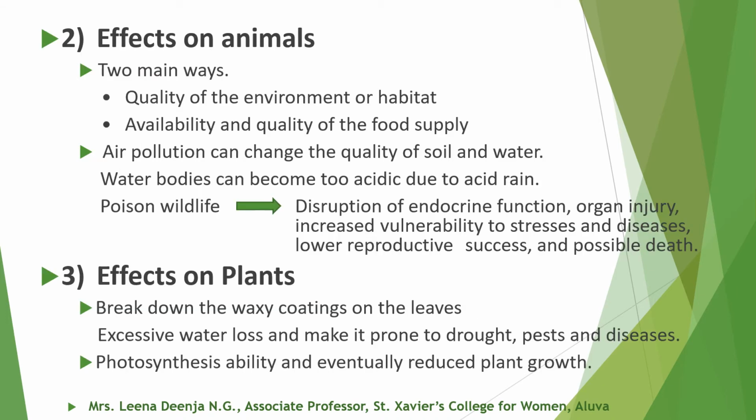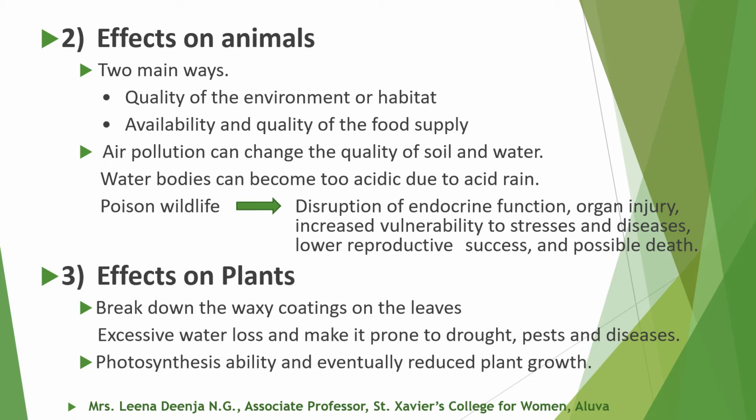Second one, effects on animals. Air pollution can harm wildlife in two main ways. First one, it affects the quality of the environment or habitat in which they live. And the second one, it affects the availability and quality of the food supply. Air pollution can change the quality of soil and water. For example, water bodies can become too acidic due to acid rain. Some animals cannot survive or have normal physiological functions.